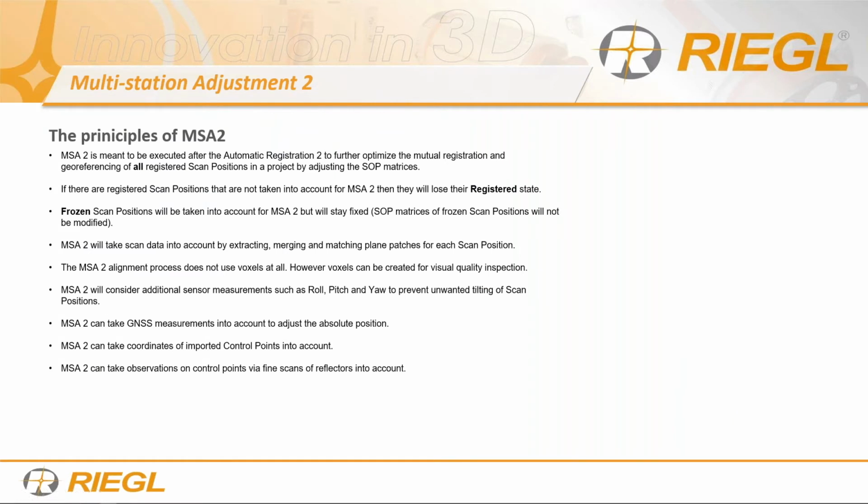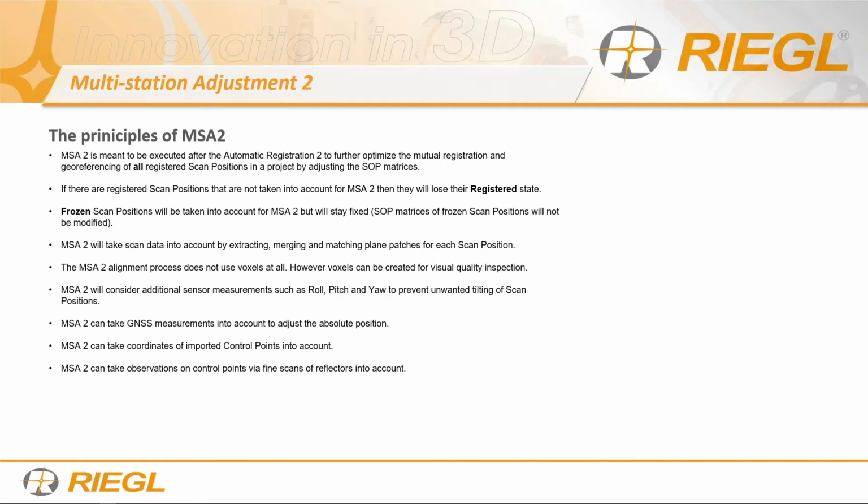Okay. All right. So once AR2 is done, we want to go ahead and get into MSA2. MSA2 stands for Multi-Station Adjustment 2. Those existing customers that have used MSA, it's pretty much the same principle, but it's automatic. MSA2 is meant to be executed after automatic registration 2 and to further optimize the mutual registration and georeferencing of all registered scan positions in a project by adjusting the SOP matrix.